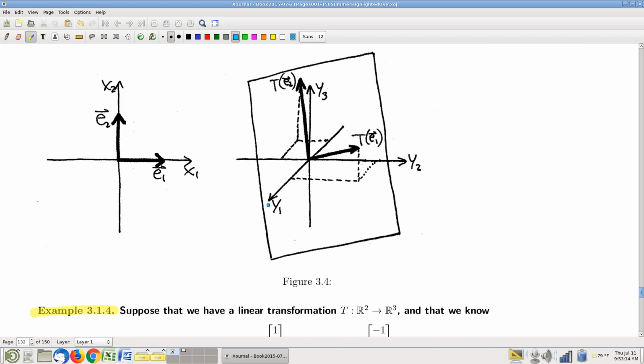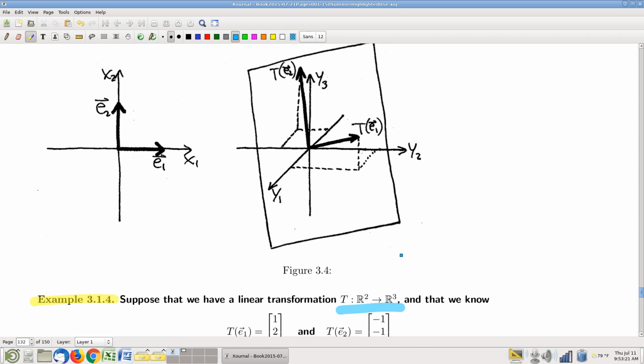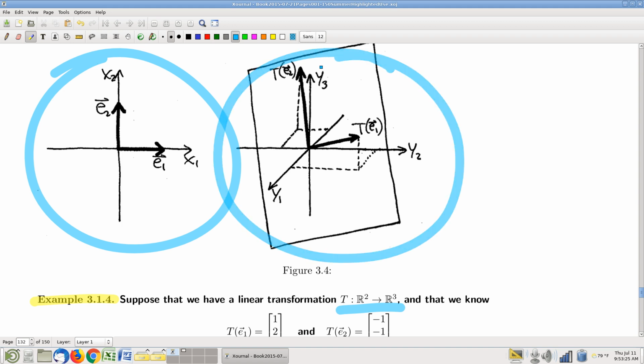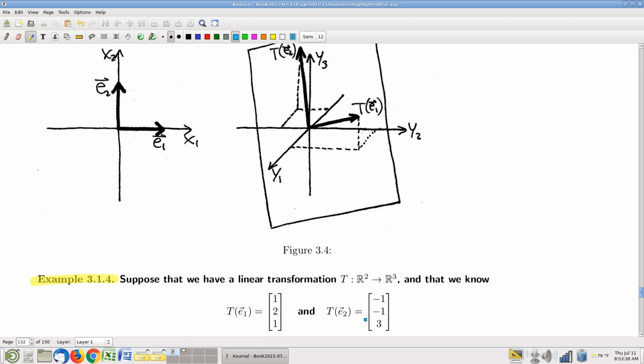Alrighty, some examples. Let's suppose that I have a linear transformation from R2 to R3. So here's our domain, R2. Here's our target, R3. And I know a couple of inputs. I know that E1 has as its image (1, 2, 1).